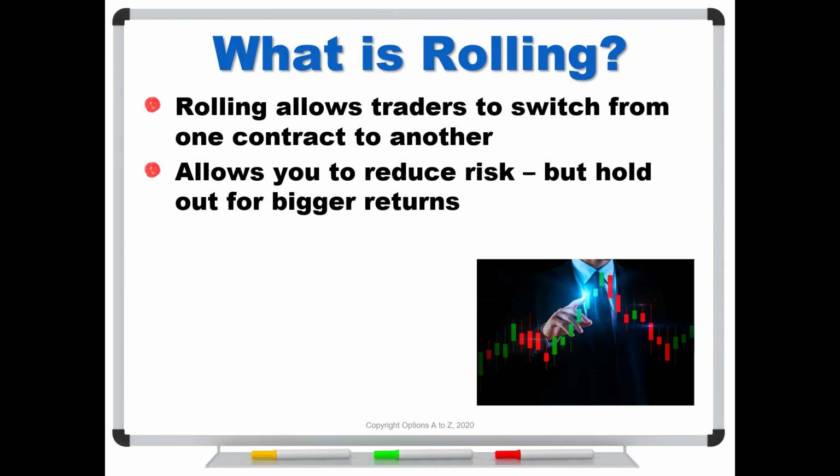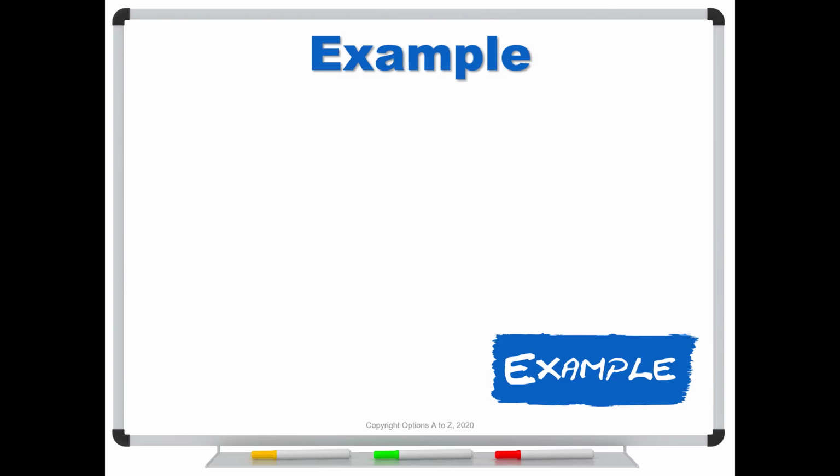So how do we solve the puzzle? Well, rolling is it. Now there's lots of types of rolling we can do. We can roll up and down, we can roll out, we can roll in, up and out, down and in, and there's different reasons that we do it. But for this video, we're just going to focus on rolling your calls up and rolling your puts down. These are the two keys, especially when you're new. So let's take a look at an example.